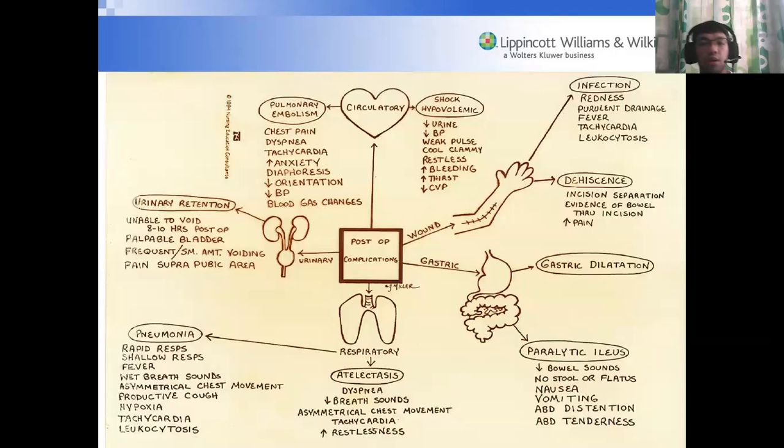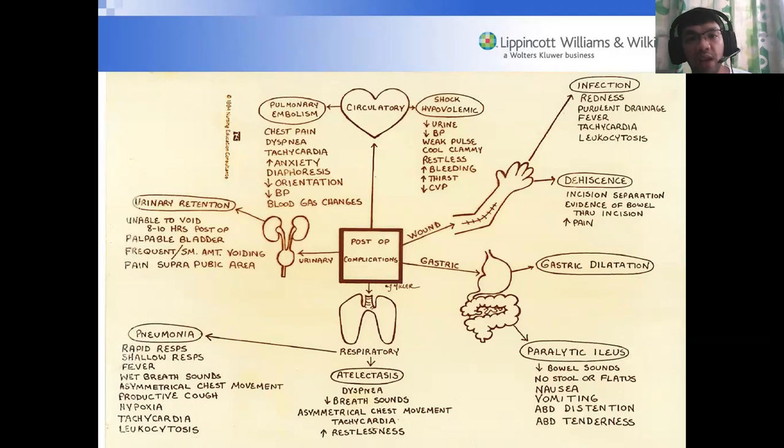So you need to assess for any of these common post-op complications. If there's urinary retention, the patient is not able to void after 8 to 10 hours post-op. You can feel for the bladder, it's already full, and there's a frequent or small amount of voiding. There's pain in the suprapubic area. If that happens, you need to insert a catheter.